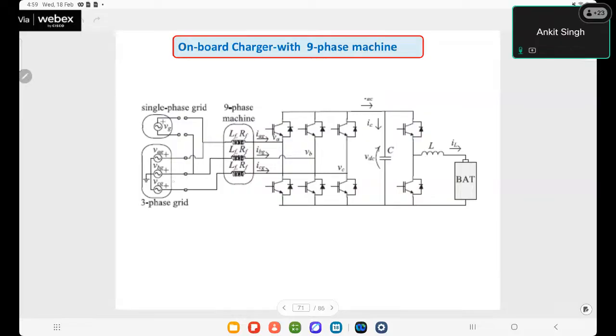Again, what I told: whatever the machine is, nine-phase or six-phase, we always charge through three-phase or single-phase charging. So these converters become equivalent to a three-phase DC to AC converter.